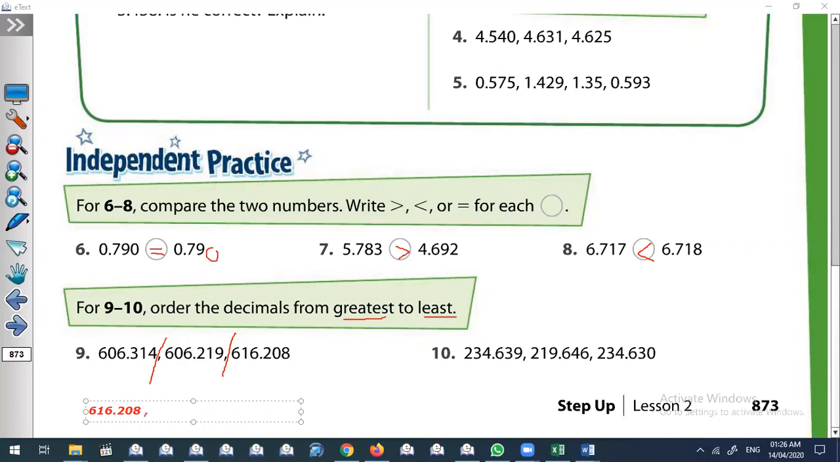After that, 606.314 or 606.219, yes, 0.314. So 606.314. And the last one is 606.219.